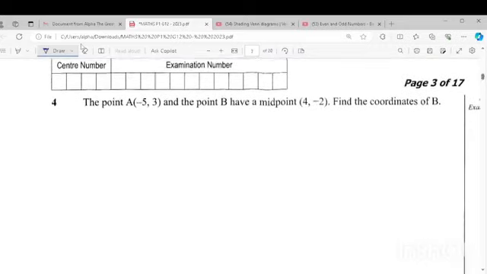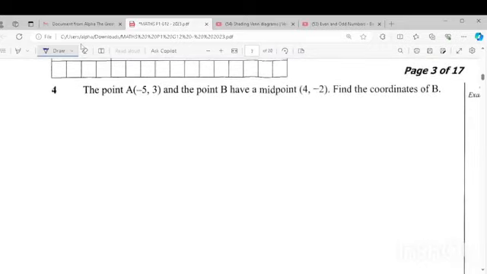Okay, let's look at number 4. Number 4 says the point A is at (-5, 3) and the midpoint of AB is (4, -2). Find the coordinates of B. Okay, it's very useful when you are given such a question to come up with a sketch.